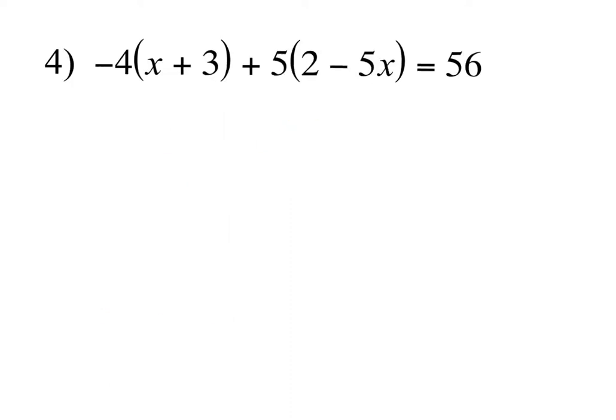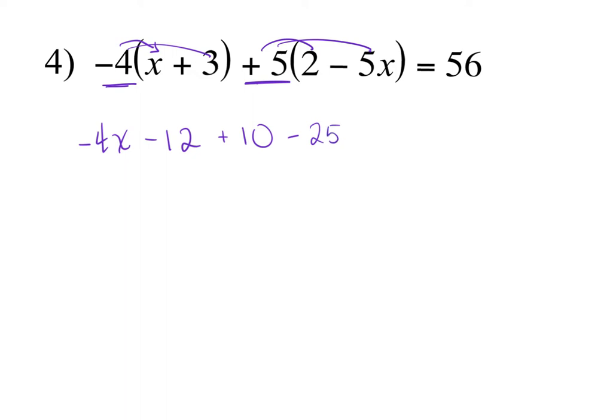For this one, I have 2 sets of parentheses I need to get rid of. I'm going to do the same process, but now I'm going to actually have to simplify more after I distribute. Once again, I'm going to distribute the negative 4. Negative 4 times x. Negative 4 times positive 3. Then I have to distribute this 5. Positive 5 times positive 2. Positive 5 times negative 5x.